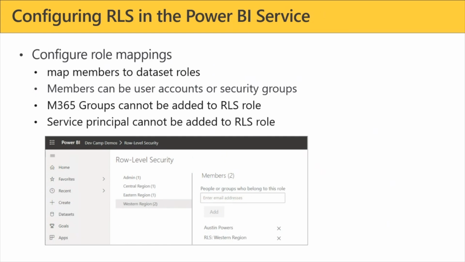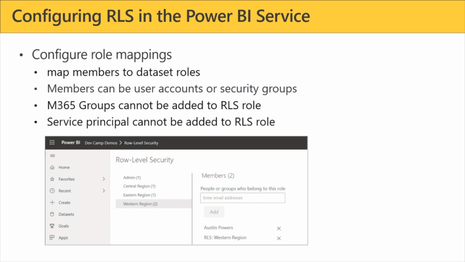Okay, now you also saw once I pushed the data set into the Power BI service, well, then it was important to configure the role mappings. And so you configure the role mappings with either Azure AD user accounts or Azure AD security groups. I will call out that Microsoft 365, AKA Office 365 groups, cannot be added as a role. So it has to be a standard security group or an email-enabled security group. Also note that service principals cannot be added to RLS roles in Power BI.